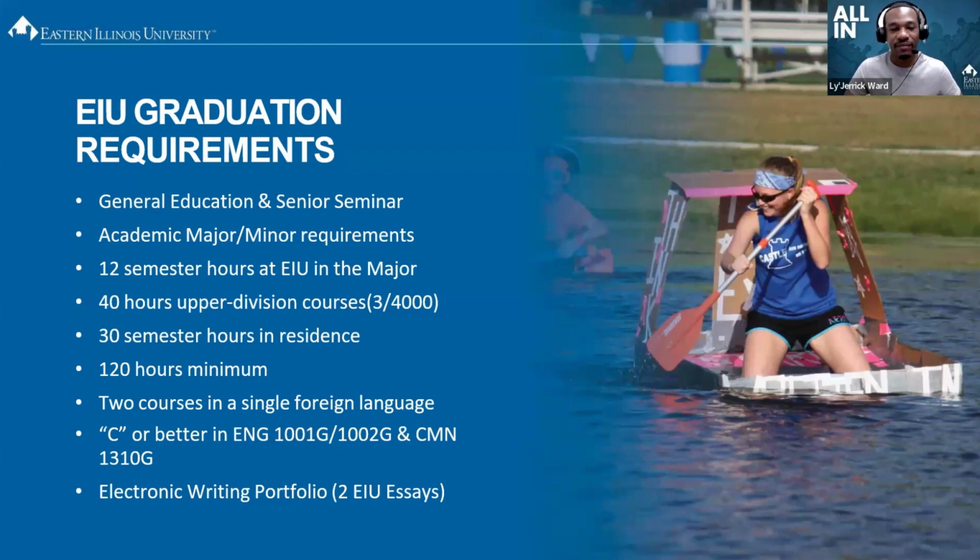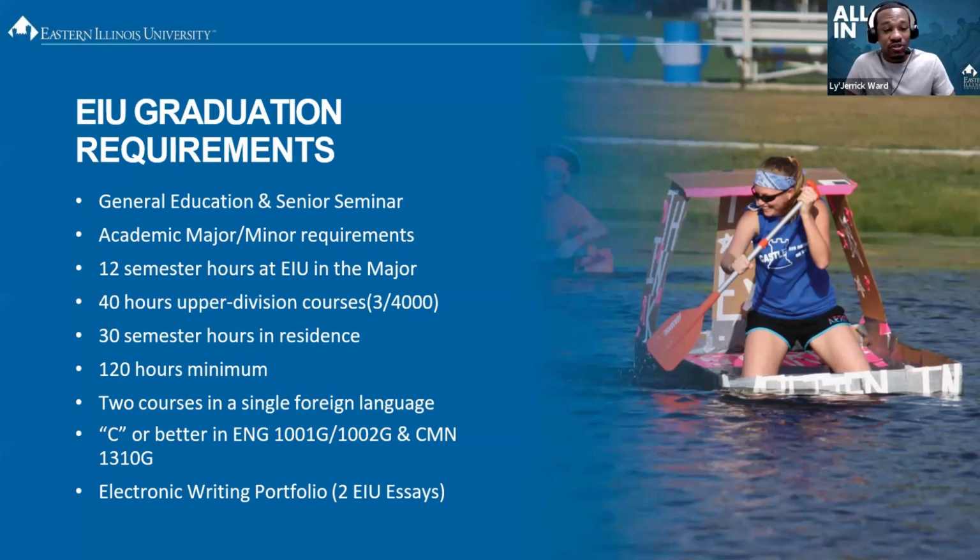Now, specifically, we want to get into EIU graduation requirements. On the first bullet here, I've mentioned gen eds, but we also have what's called a senior seminar you'll be required to take. This is an upper level class, which you will begin starting somewhere in your junior year. Again, academic major and minor requirements we'll talk about in our advising appointment. And the next few bullet points that indicate the different semester hour requirements, upper level division, you'll talk about those with your academic advisor.